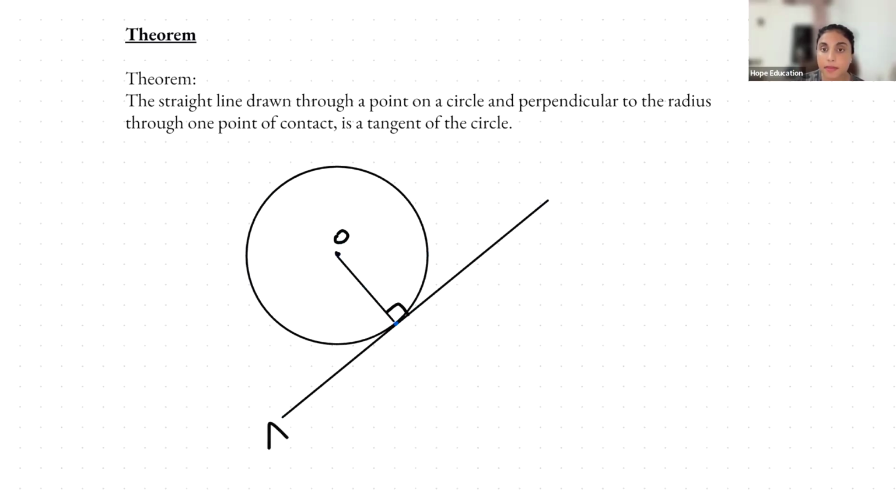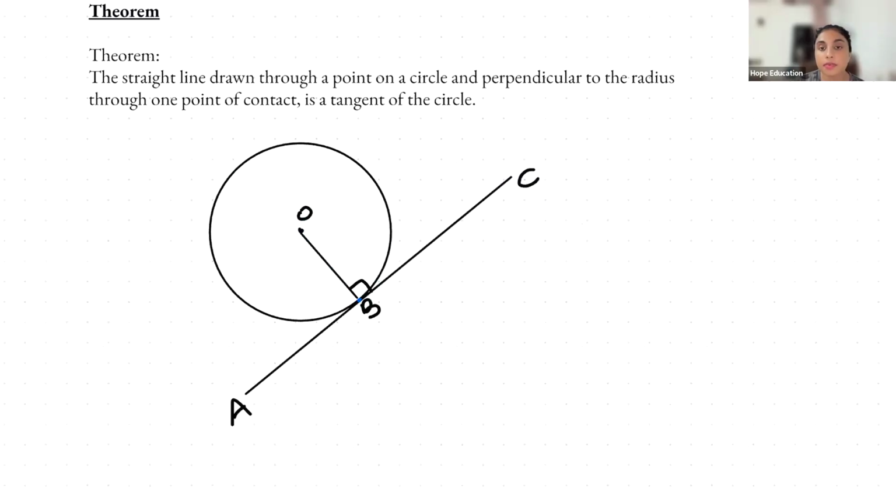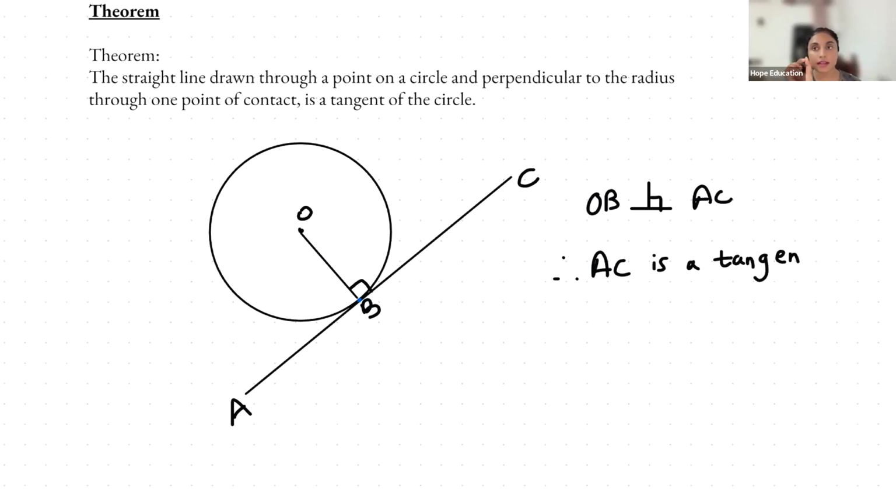So let's say this is ABC. So we can say OB is perpendicular to AC. Therefore, we can say AC is a tangent. So there is a straight line going through one point of a circle where when you draw the radius and that straight line will be perpendicular. එතකොට අපි මේ line එකට කියනවා tangent එකක් කියලා.